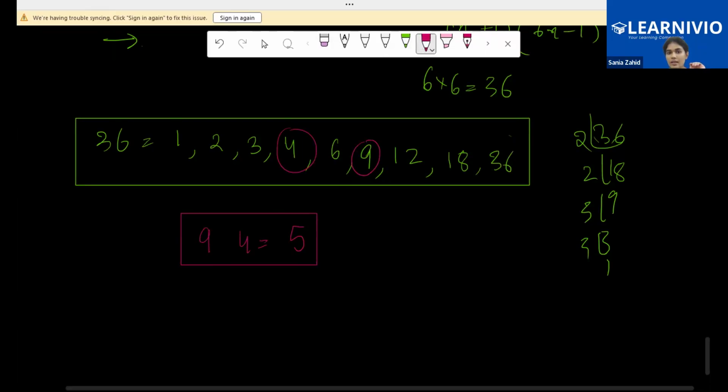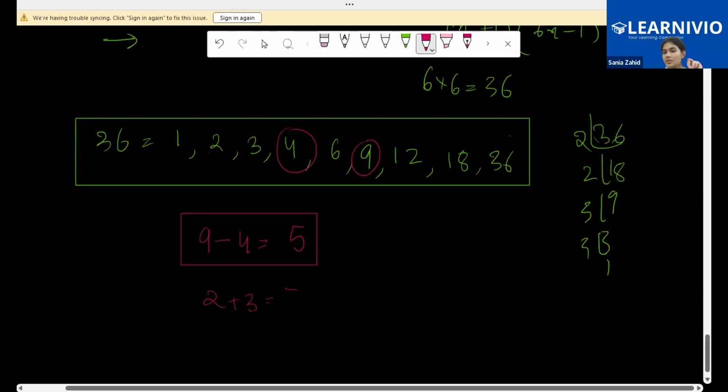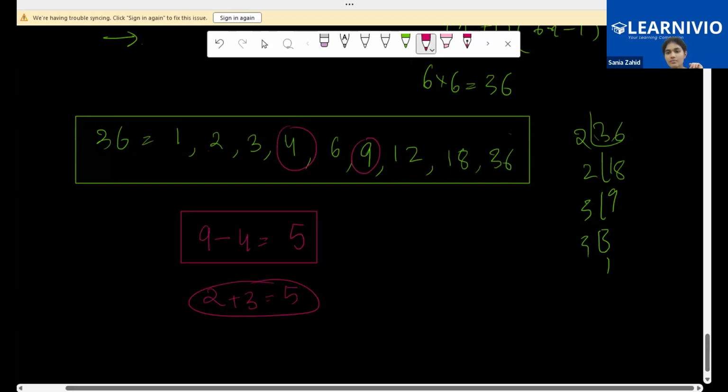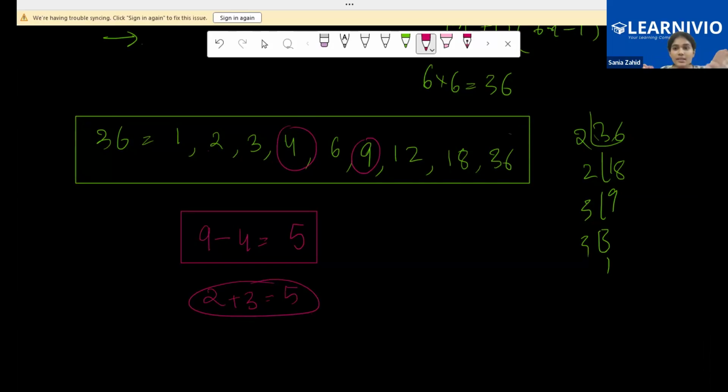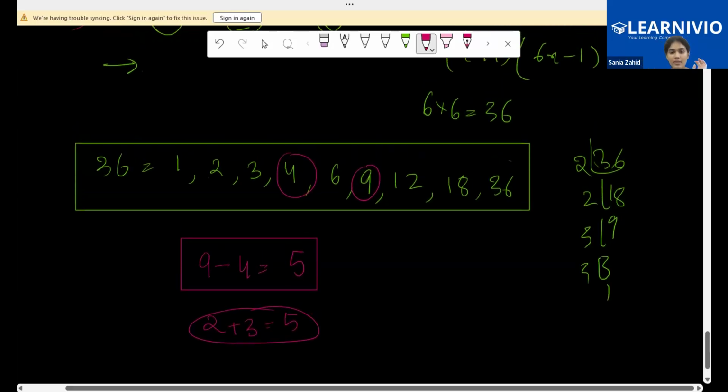Now you would say that ma'am, 2 plus 3 also gives you 5. Why can't we take 2 plus 3? That should be a question, right? So who will tell me why can't I take 2 and 3? Because 2 into 3 will be 6, and 9 into 4 will be 36. Exactly. So the factors should be in such a manner so that on multiplying them, I should get 36. The two factors that you're selecting, they should be in such a manner so that on multiplying them, you should get 36. Okay, right, children? You will take the factors in a format.